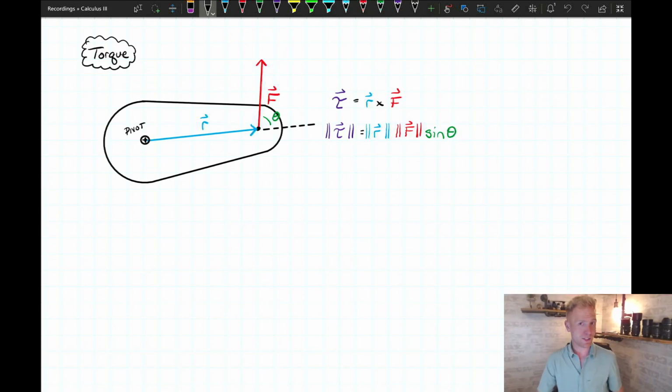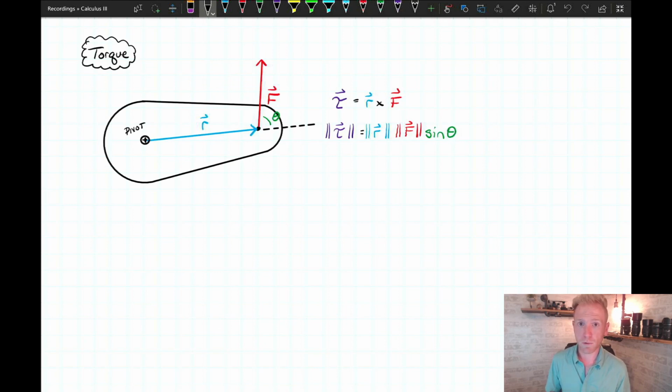Now, what might seem a little bit strange is the direction of torque. As you can imagine, you typically think about torque as being rotational, but this torque vector actually points out of the page if you take a look at the right-hand rule, r cross F. And that is going to seem pretty strange at first glance.